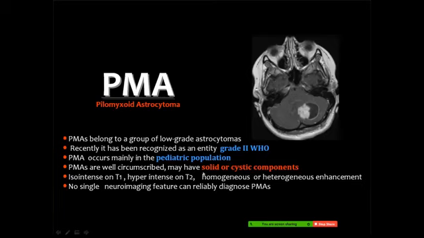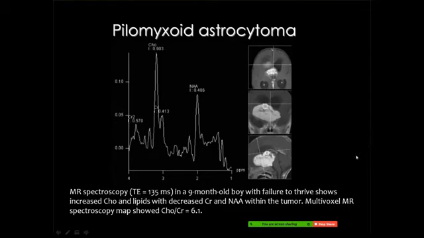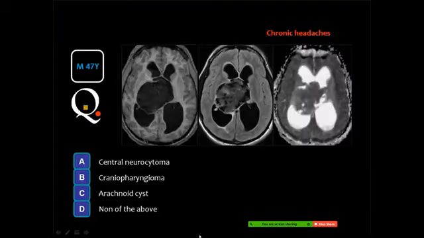the pediatric population. It has exactly similar appearances to the pilocytic astrocytoma with a cystic component and an enhancing mural nodule. And the tumor can bleed. The tumor can show a contrast fluid level similar to the pilocytic astrocytoma. And on MR spectroscopy, it is also similar to the astrocytoma with elevation of the choline peak and depression of the N-acetyl aspartate.